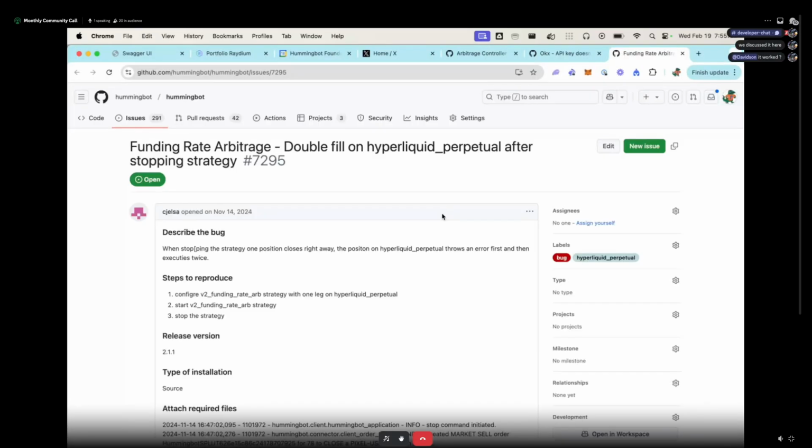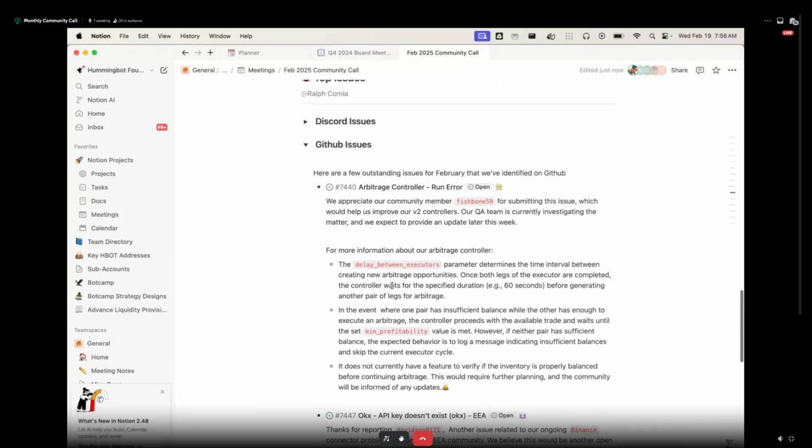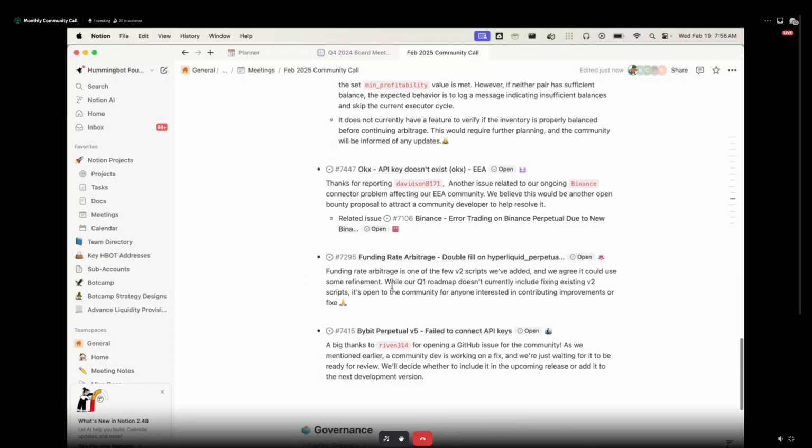There's one issue with funding rate arbitrage on Hyperliquid. People are experiencing issues with stopping the strategy. There's probably more work that we need to do with this strategy, but right now, because we recently rolled out a lot of strategies, we're trying to make sure that they all work properly. Funding rate arbitrage was more like a demo strategy that we created last year, so it probably needs more attention from someone. Overall, those are probably some of the main issues that we found.